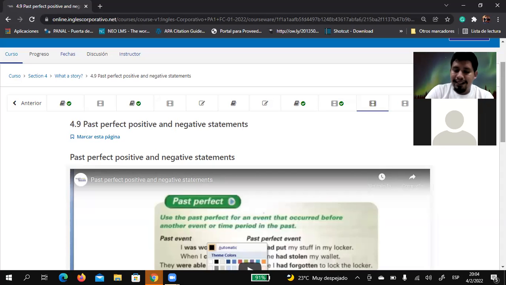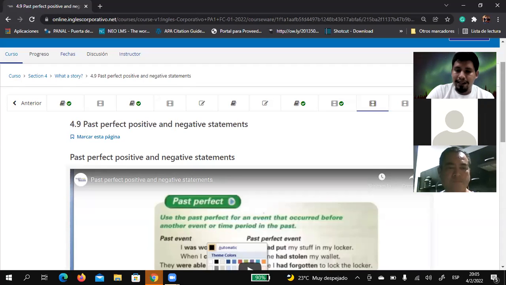So remember also that in this past perfect, we discussed that one of the uses of the past perfect is for an event that occurred before another event. Also, I remember that I said that this past perfect is also used for a time period in the past, when we refer to an event that started in the past, continues in the past, and was interrupted by another event, okay?